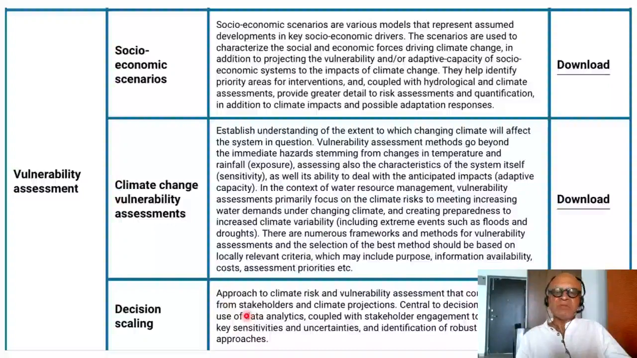A nice report available online. Decision scaling is an important approach to climate risk and vulnerability assessment that couples inputs from stakeholders and climate projections. Central to decision scaling is the use of data analytics coupled with stakeholder engagement to understand key sensitivities and uncertainties, and identification of robust response approaches.